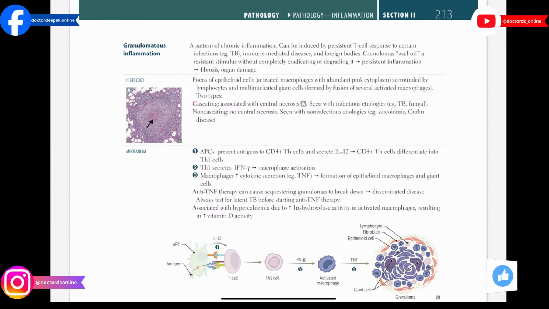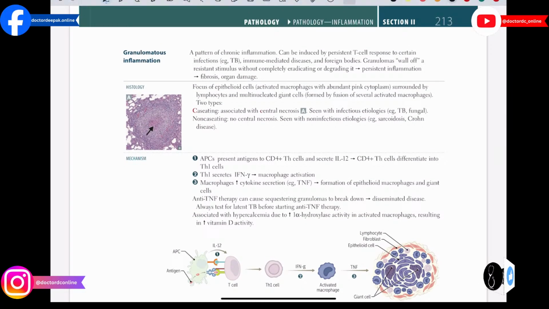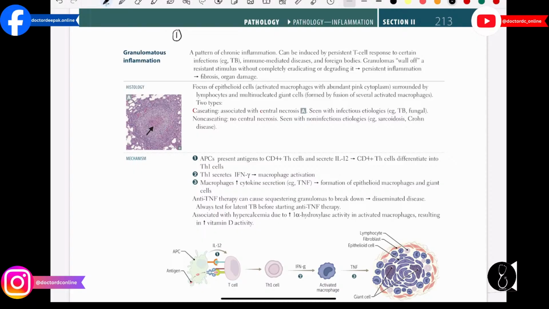Granulomatous formation, granulomatous inflammation. First of all, every student must know about the granuloma. Directly starting this topic, you first have to understand the basic definition of granuloma. The first point is that granulomatous inflammation is a subtype of chronic inflammation. In acute inflammation, you usually will not get this granuloma.